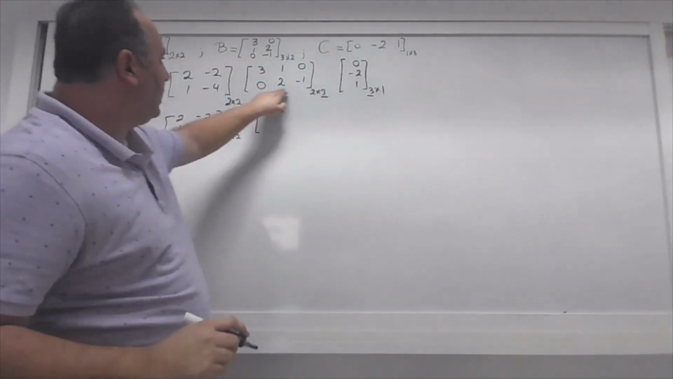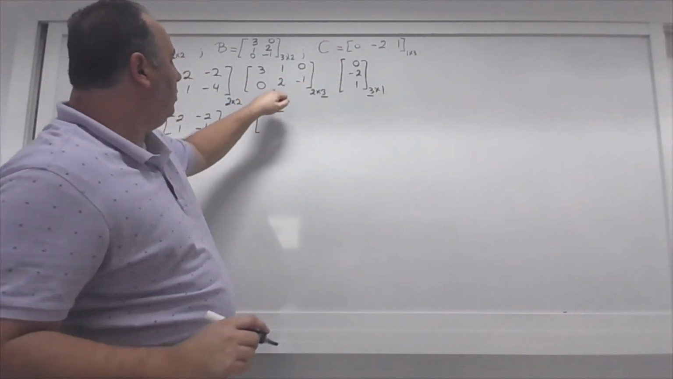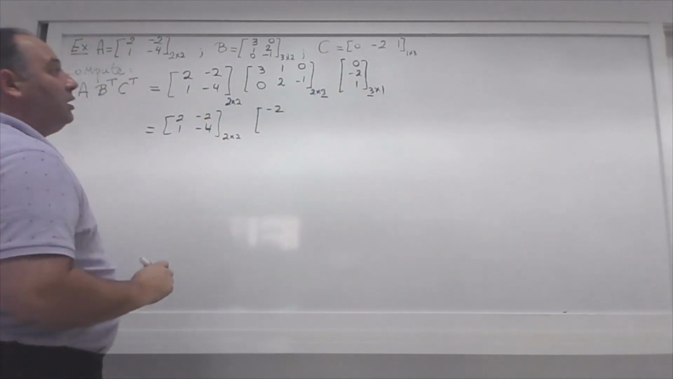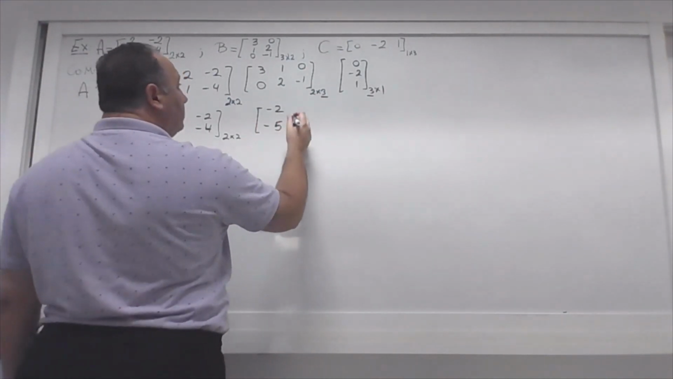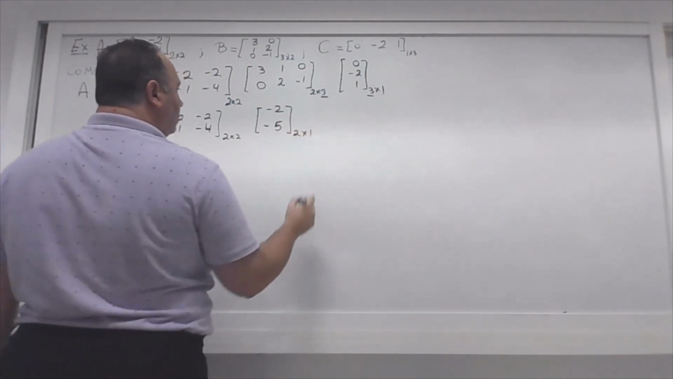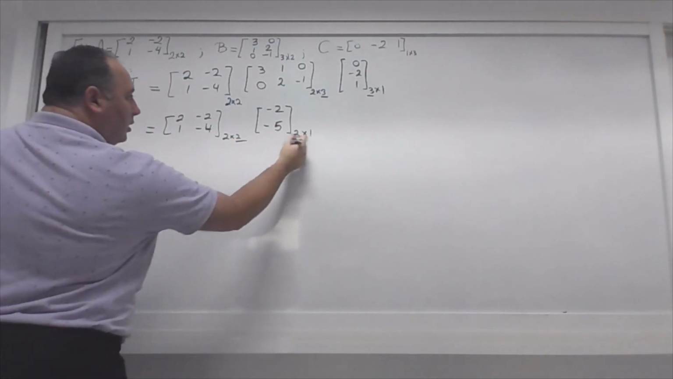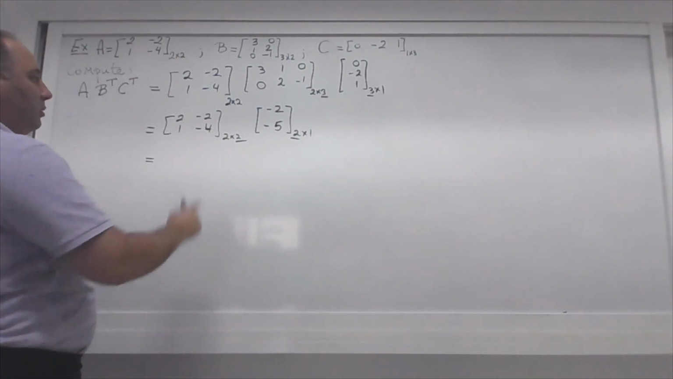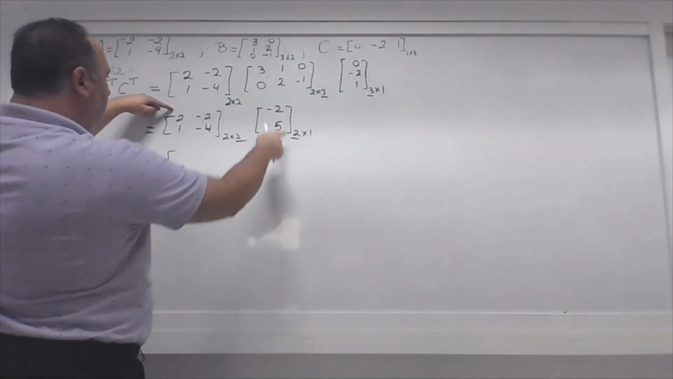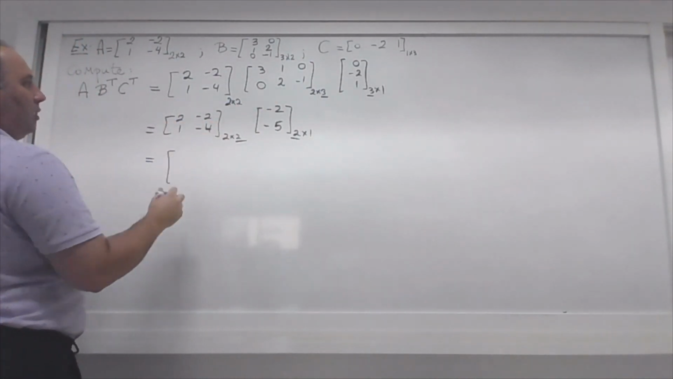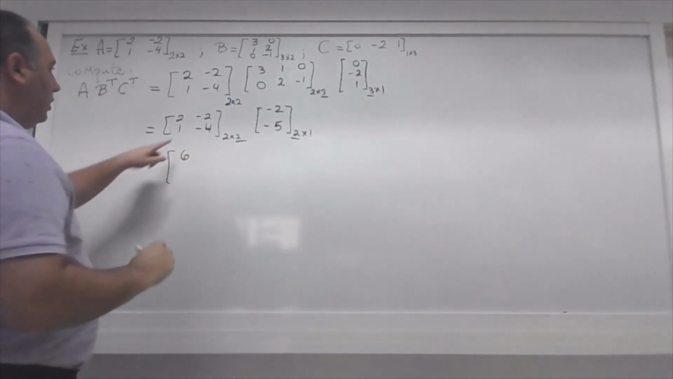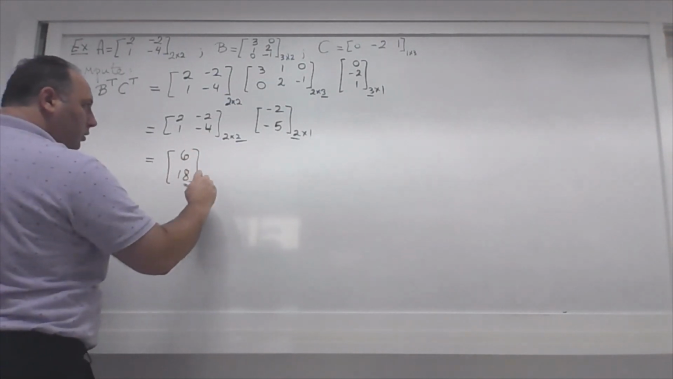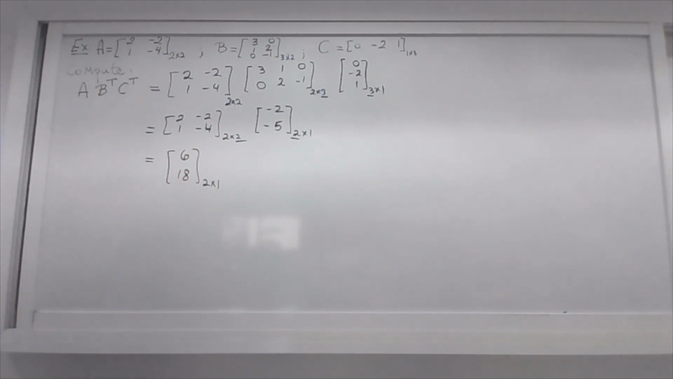Then second row column, 0 times 0, 0. 2 times minus 2, minus 4. Minus 1 times 1, minus 1. So minus 4 minus 1 is minus 5. So obviously again, inner dimensions are equal, so that's fine. So now my resulting matrix will be 2 by 1 again. So do the product, minus 4 plus 10, so that's 6, minus 2 plus 20, so that's 18, so 2 by 1. Okay, very nice.